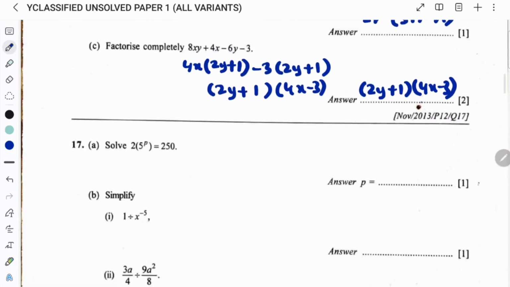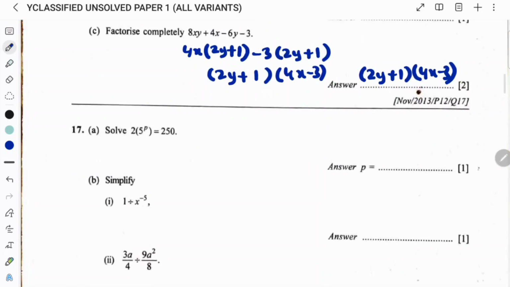Alright, so question number 17. This is a sort of indices question. 17th question, 2 times 5 to the power p is 250. 2 is multiplying, so divide 250 by 2. Then 5 times 5 is 25, and then half of it, 5 to the power p is 125.